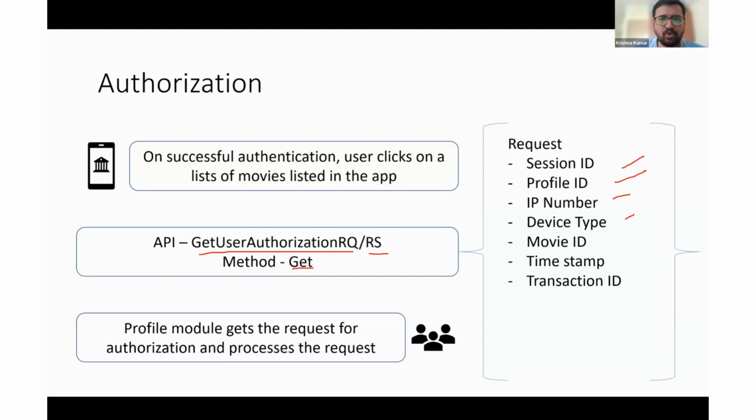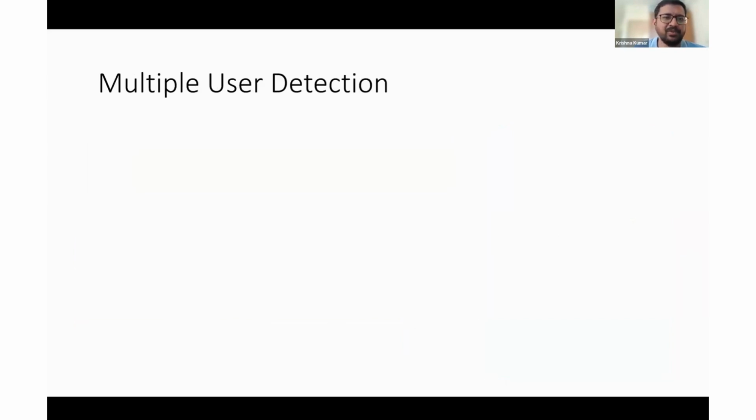So obviously there is a movie ID and there is a timestamp and transaction ID, which we'll speak about later. Hope this is clear. Now, the next step is the actual aspect of our goal. Somebody has to see whether this user ID password and the session which we have created is not being shared with some other user in the system, right? That's the multiple user detection work that happens.